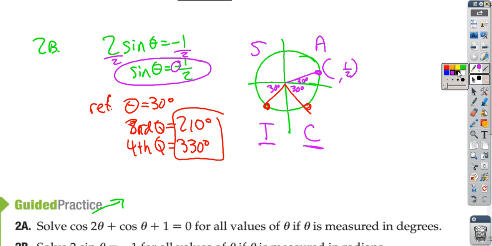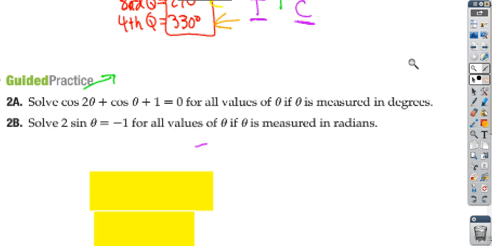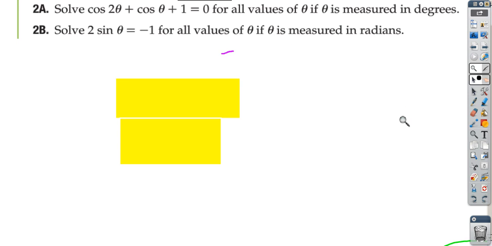And the question is, what are the actual angles? Well, this one in yellow is going to be 180 plus that extra 30, and that gives you 210. And this angle in orange right here is going to be almost all the way around, almost 360, except for that last 30. Then 360 minus 30 gives you 330. So those are the two solutions for 2b. 2a is the one I want to show you.